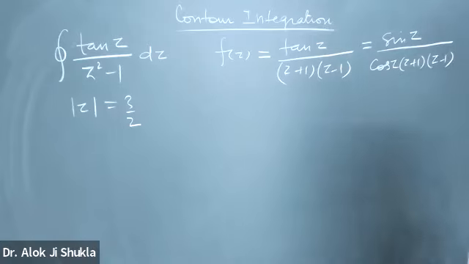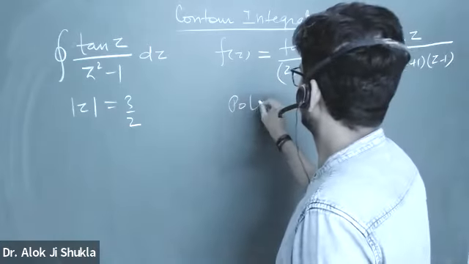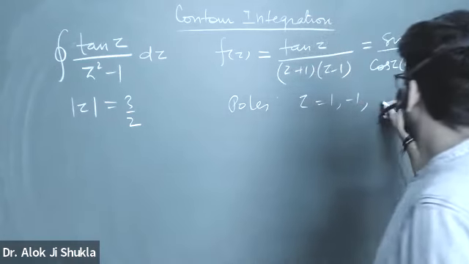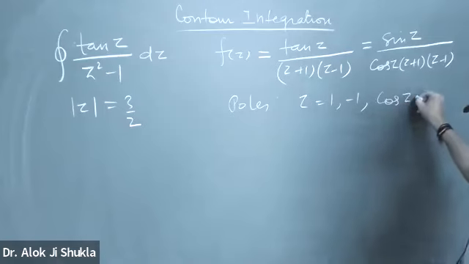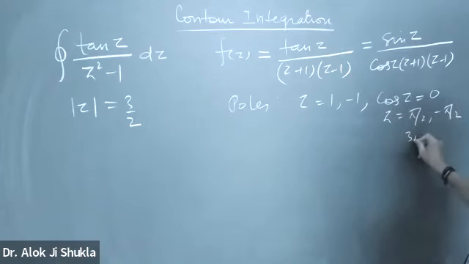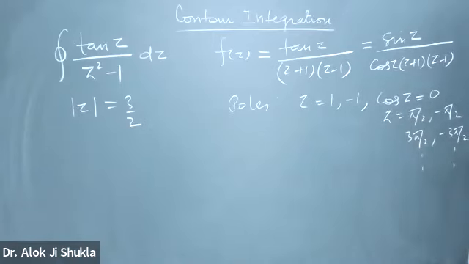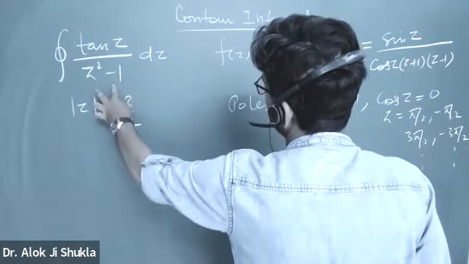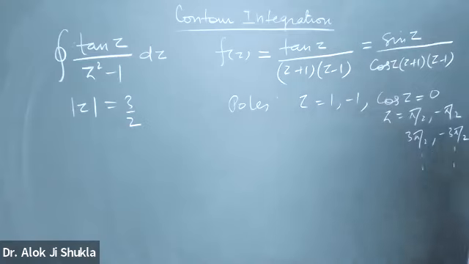And if you want to see the poles, they will be 1 and minus 1, and also when cos z becomes 0, that is z is equal to pi by 2, minus pi by 2, 3 pi by 2, minus 3 pi by 2, like that. On these points, cos will become 0. So the poles will not only come from the denominator, but sometimes from the numerator also. So you have to be very, very careful about it.